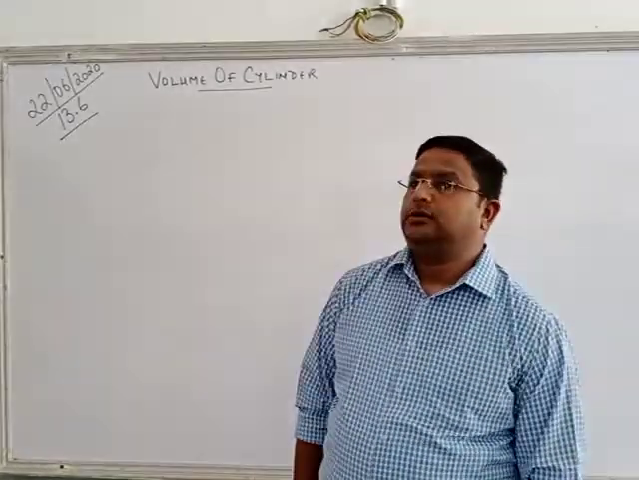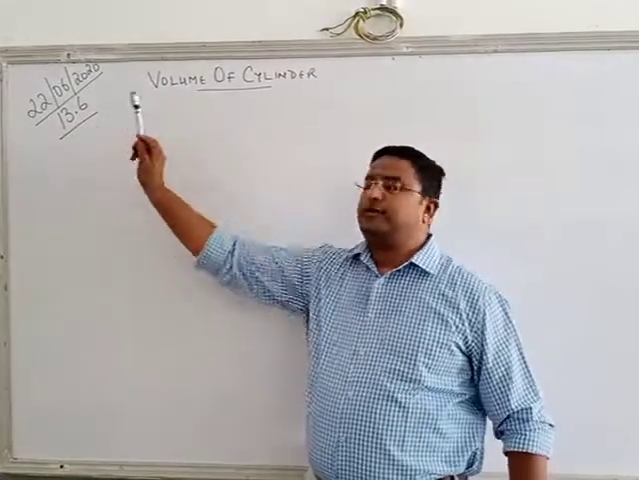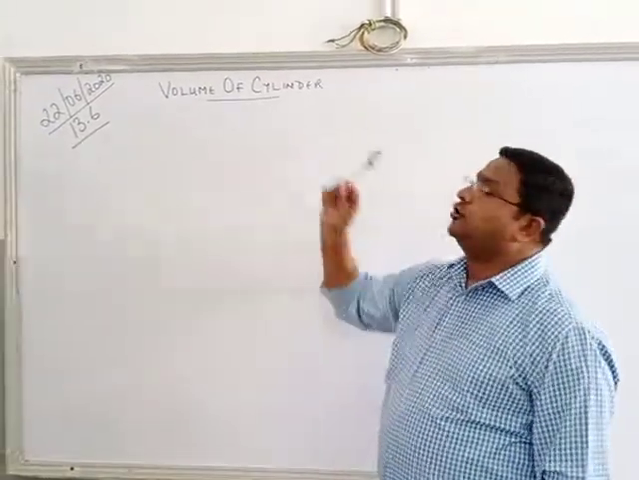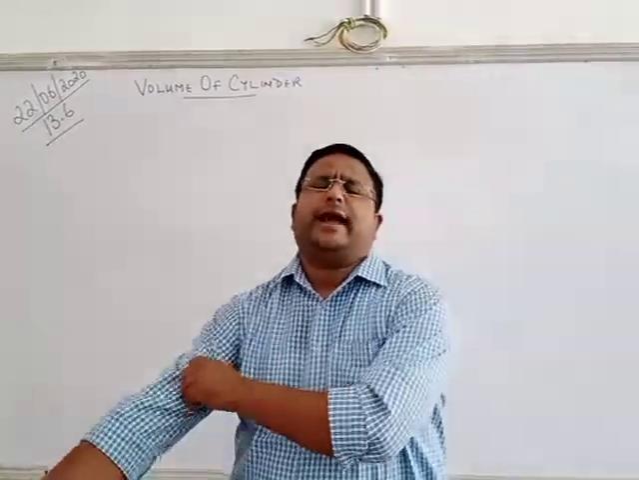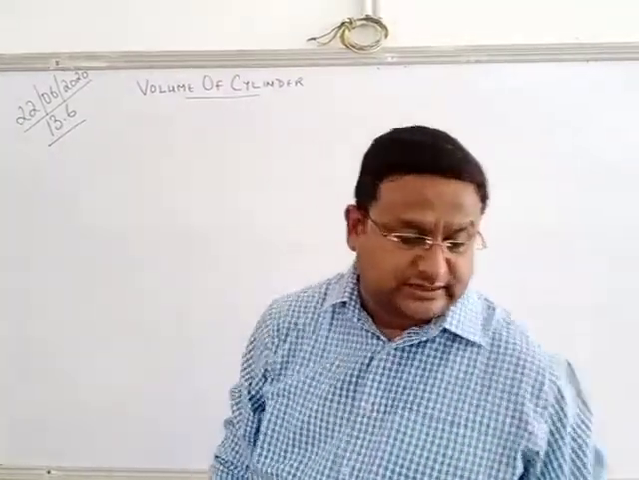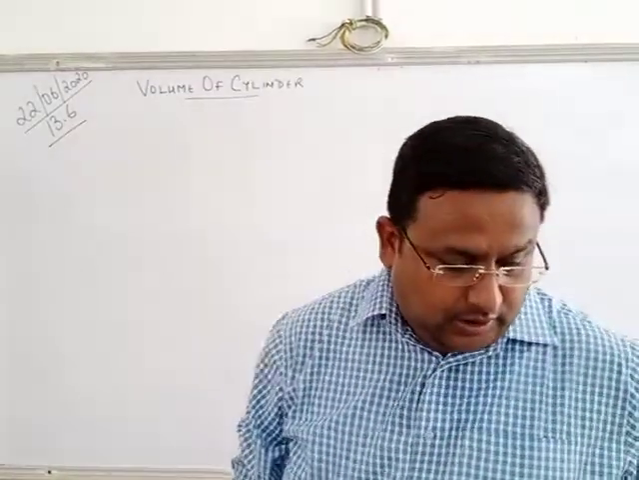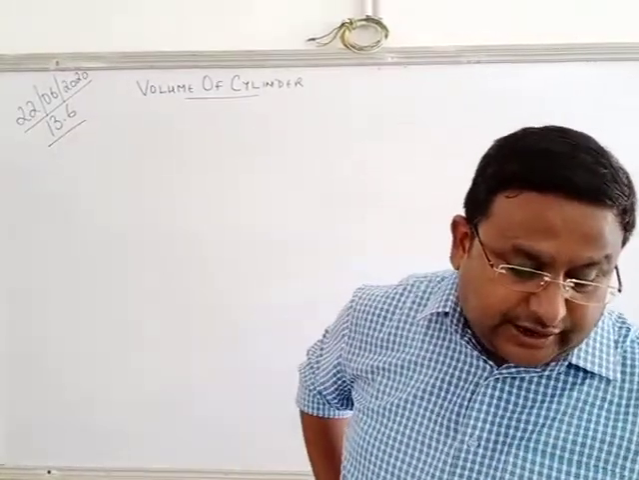Good morning, students. Today we are going to discuss exercise 13.6 from your NCERT book, that is volume of cylinder. Few of the questions are direct which you can solve on your own. For example, the first question of the exercise on page number 230. It says the circumference of the base of a cylindrical vessel is 132.